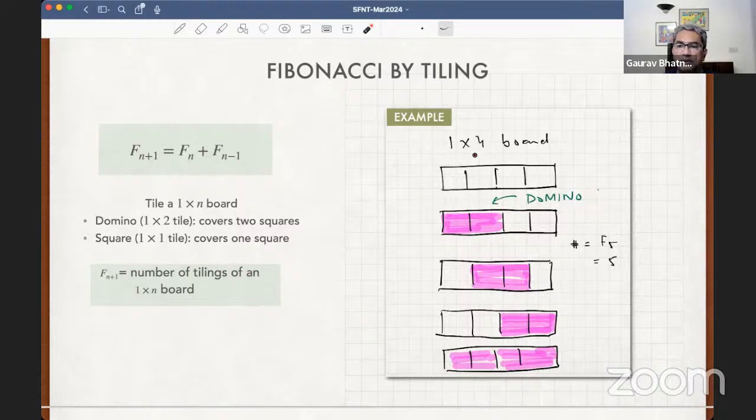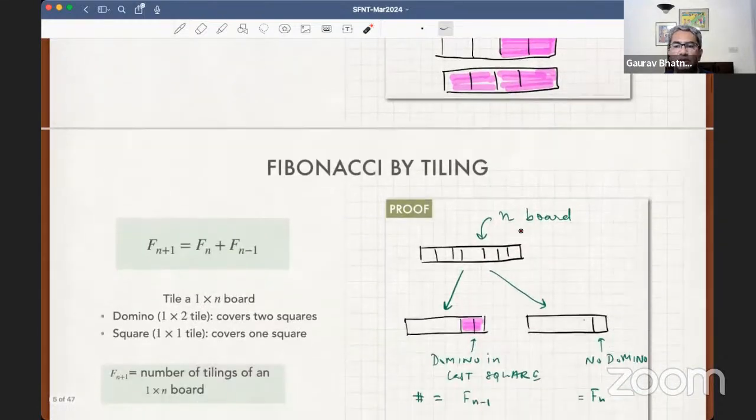So here's an example. A 1 by 4 board can be tiled like this. So one has no domino at all. Then this is a domino, this is a domino, this is a domino. A domino covers two squares, and here are two dominoes. And the total number is F5, the Fibonacci number.